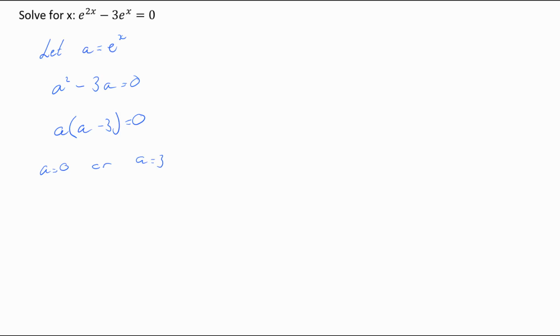Now, we're not done because we need to solve for x, and a all along was e to the power of x, which means that we've actually got e to the power of x equals 0, or e to the power of x equals 3. Here's the part where we have to sort of finish it off.